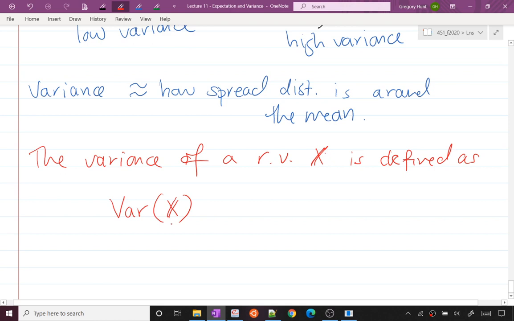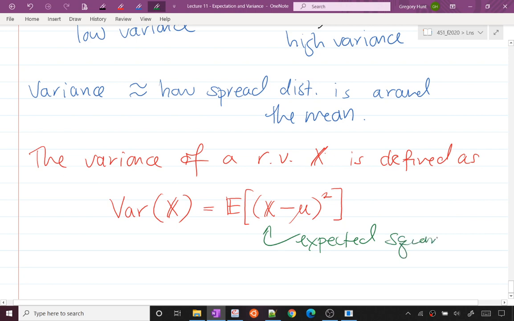And the variance of x is the expected value of the random variable minus its mean squared. So it is kind of interpreted as what's the expected squared deviation from the mean. Why don't we write that down? Expected squared deviation from the mean.